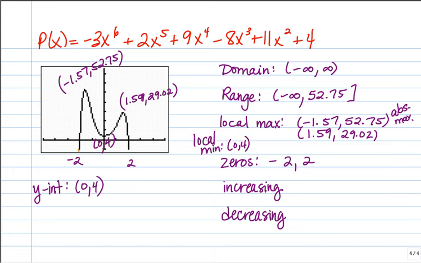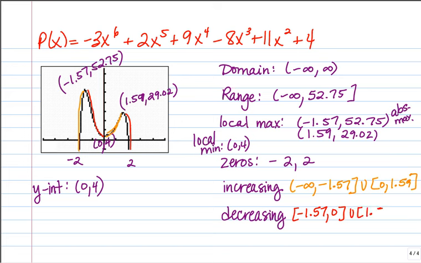So where is it increasing? Well, it's increasing as we go up here and here. So that would be from -infinity to -1.57. Well, I'm sorry, I can put a bracket there because that point is included. Union 0 to 1.59. Where is it decreasing? That's where the graph is going down, and that is from -1.57 to 0, union 1.59 to infinity.